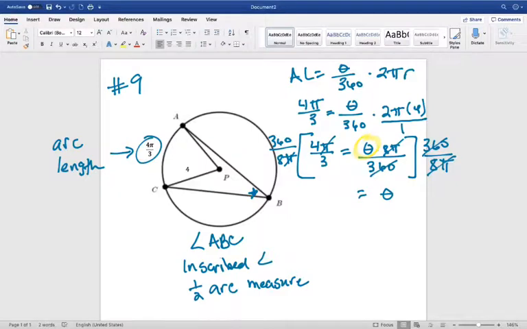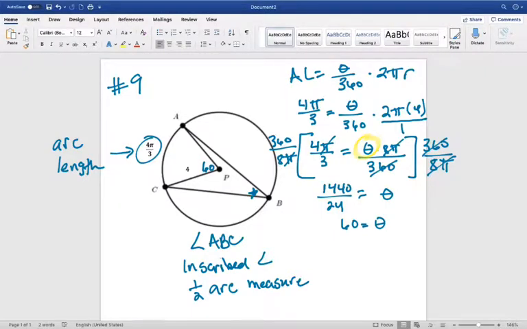Over here, I'm left with whatever 360 times 4 is divided by 8 times 3. So in my calculator, if I do 360 times 4, I get 1440, and 8 times 3 is 24. And when you do 1440 divided by 24, you get 60. So theta is 60, which means this angle measure right here is 60.